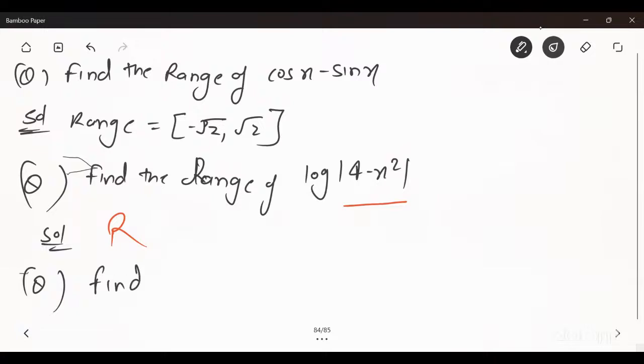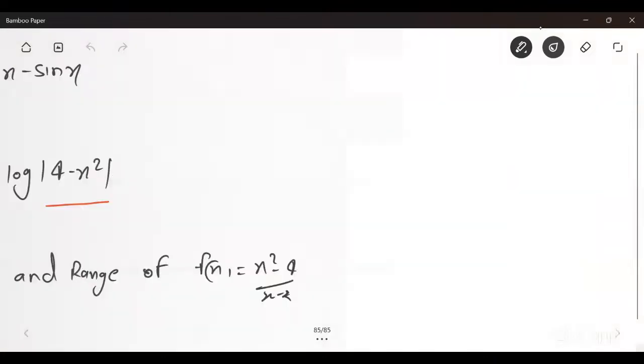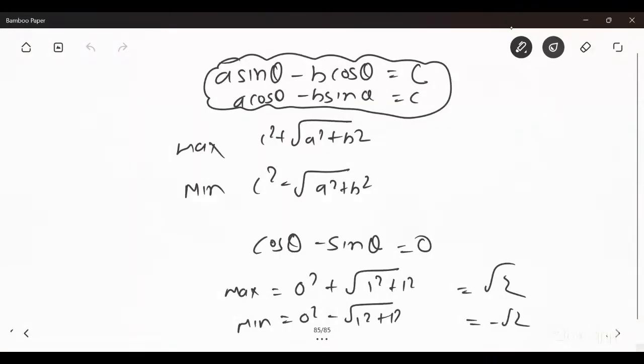Find the domain and range of f(x) is equal to x square minus 4 upon x minus 2. And the function is x square minus 4 upon x minus 2.